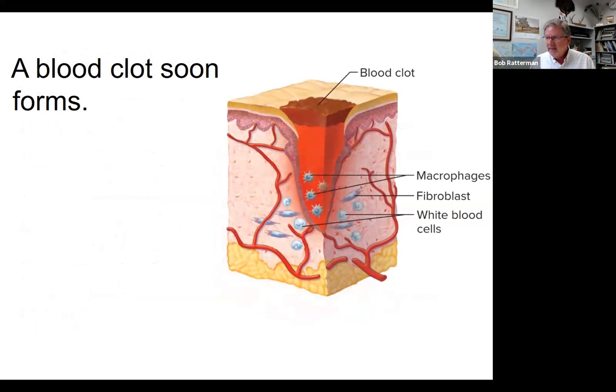So eventually, if it's a fairly significant injury, we may find formation, of course, of a blood clot here toward the top of the surface of the skin, below which are these macrophages, which are actually a type of white blood cell. It's referred to as a monocyte that has left the bloodstream, gone out into the tissues. And again, if you look at the word, macro means large, phage, phagocytic. These are big white blood cells that love to phagocytize bacteria. And they are there to do just that.